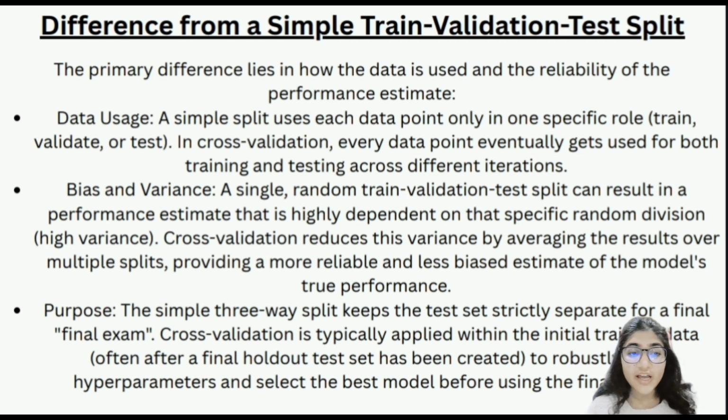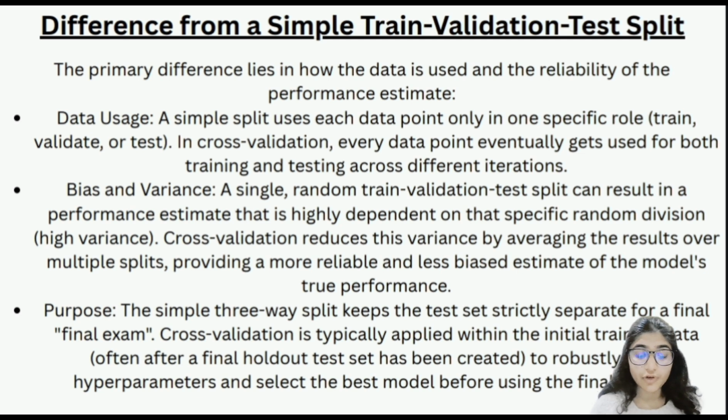If we look at bias and variance, a single random train, validation, test split can result in a performance estimate that is highly dependent on that specific random division. Cross validation reduces the variance by averaging the results over multiple splits, that is k folds, providing a more reliable and less biased estimate of the model's true performance.